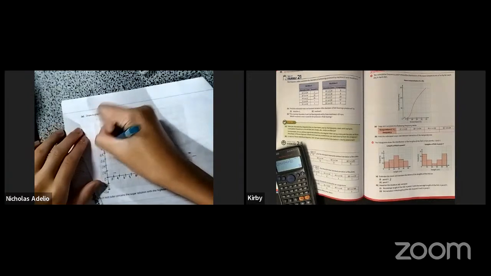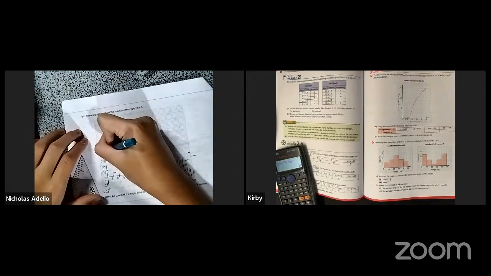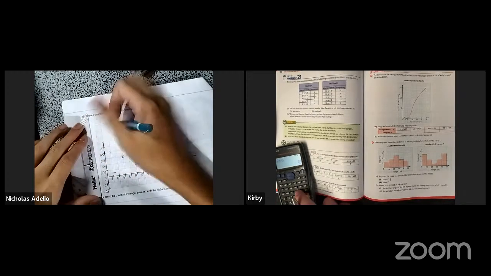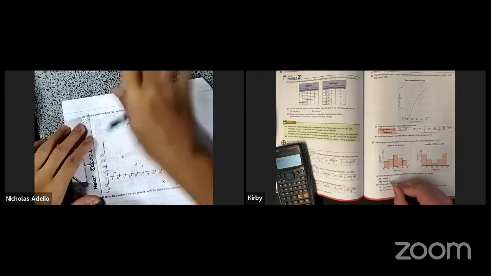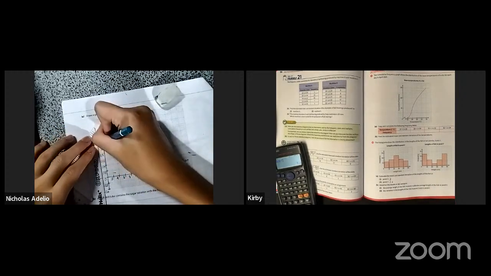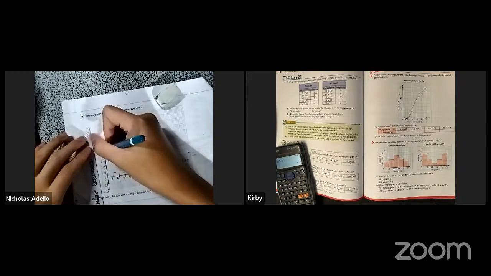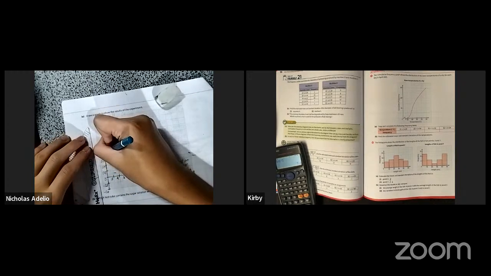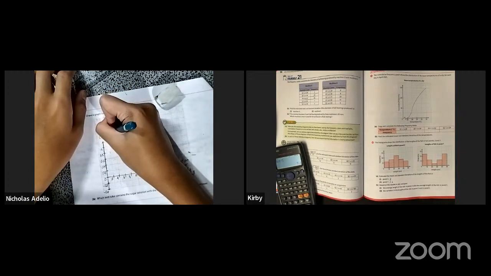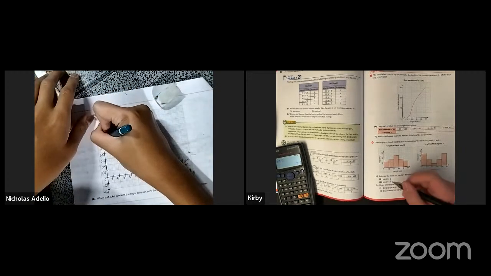Okay, so now look at me accumulating. This first bar is still 6. And then the second bar is suddenly 14, because you would notice that 14 is 6 plus 8. I'm accumulating. Then the next bar is 26, because 14 plus 12 is 26.